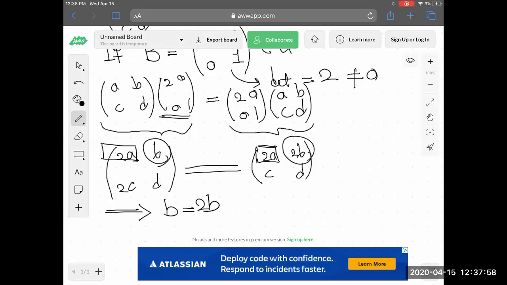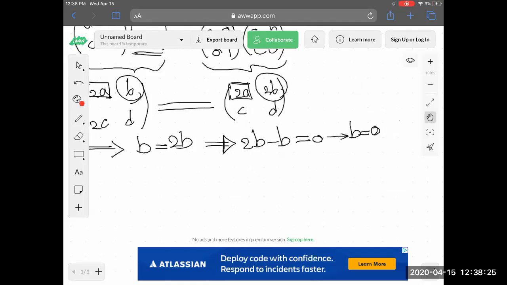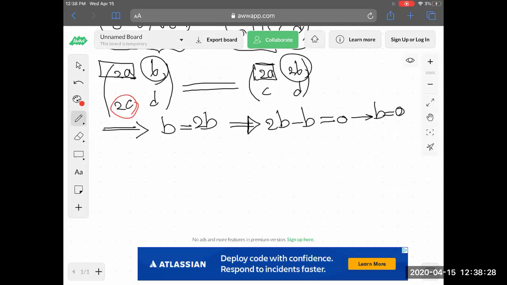What does it mean about B? If B is equal to 2B, what can we say about B? It means 2B minus B should be 0, therefore B should be 0. Right? Now 2C, oh, sorry, 2C should be equal to C. Similarly, that means C should be 0. And then finally, D should be equal to D, which doesn't really matter.